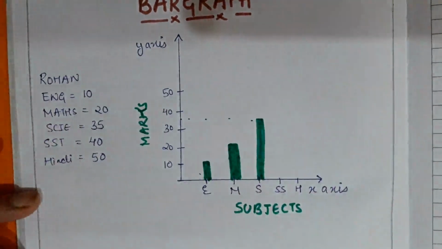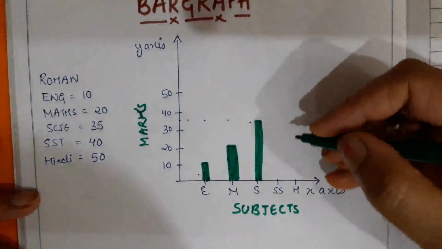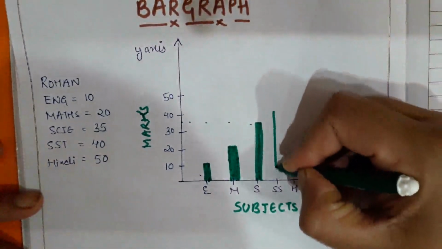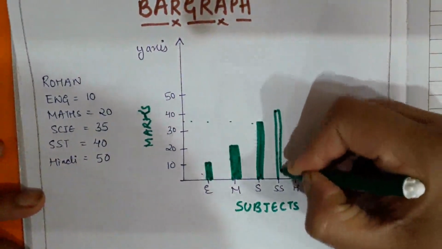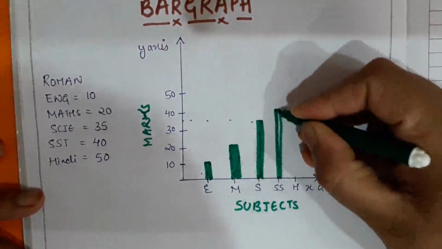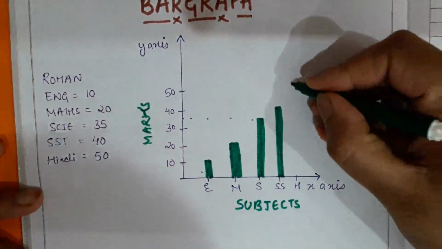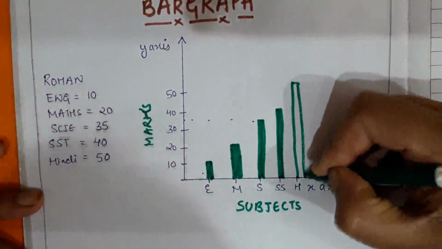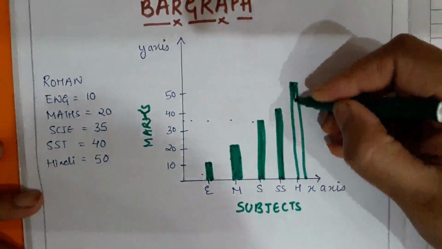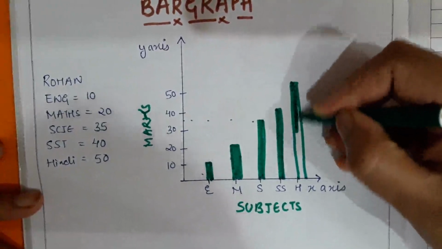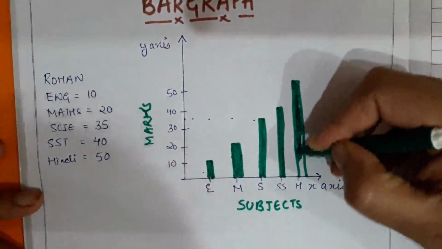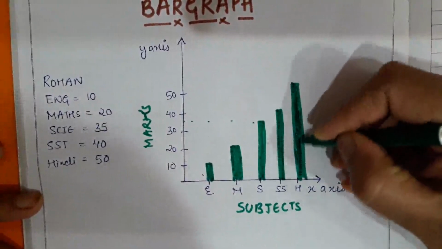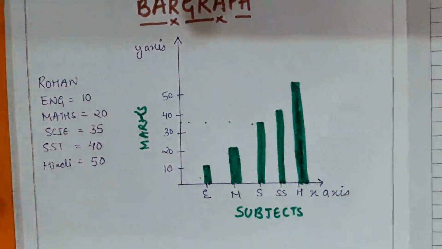Okay, now in social science 40 marks is there, so this will represent your 40. Then in Hindi 50 marks is there, so this will represent your 50. Getting my point? So in this way you can easily represent the graph.